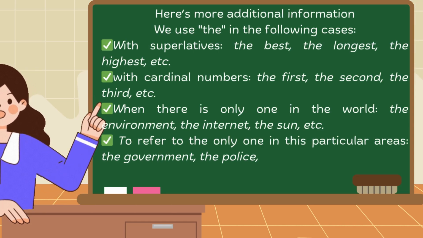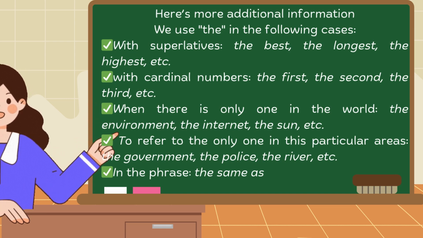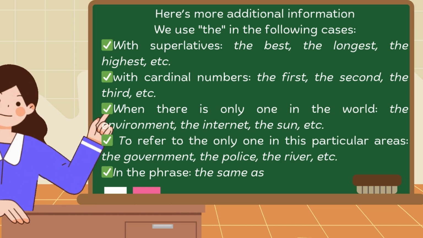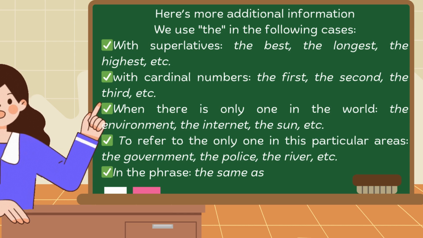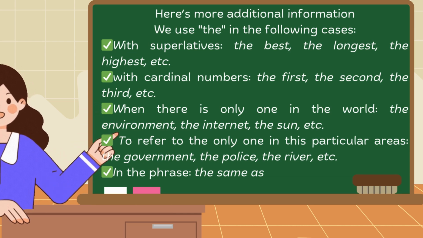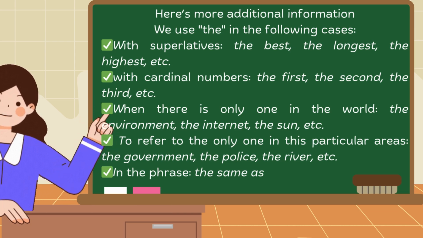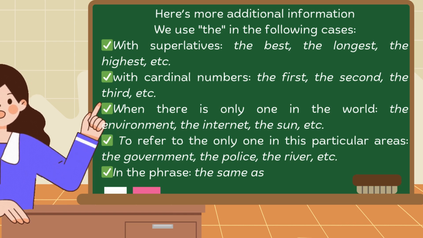Here's additional information. We use "the" in the following cases. With superlatives. For example, the best, the longest, the highest, etc. With ordinal numbers. For example, the first, the second, the third, etc. When there is only one in the world. For example, the environment, the internet, the sun, etc.